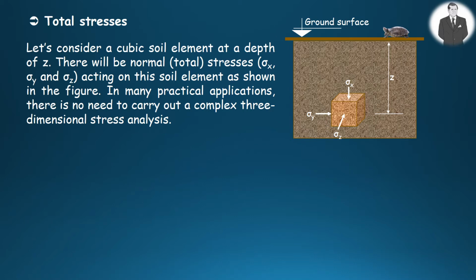Now, let us consider a rhombic soil element at a depth z as shown in the figure here. There will be normal stresses, also known as total stresses, acting in x, y, and z directions as shown in the figure. In many practical applications, it is not necessary to implement a complex three-dimensional stress analysis.